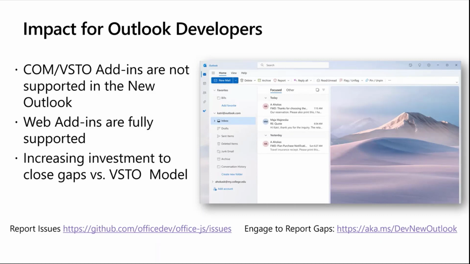On the other hand, if you have tried to create a web add-in and you have struggled to provide an experience previously available in the COM VSTO world, please make sure to engage with our team. We enabled this link here to report gaps in the platform. Our team is looking at this information. If you want, we can contact you directly so that you can have a conversation with our team about how we can improve here. So that's basically what it means for Outlook developers.